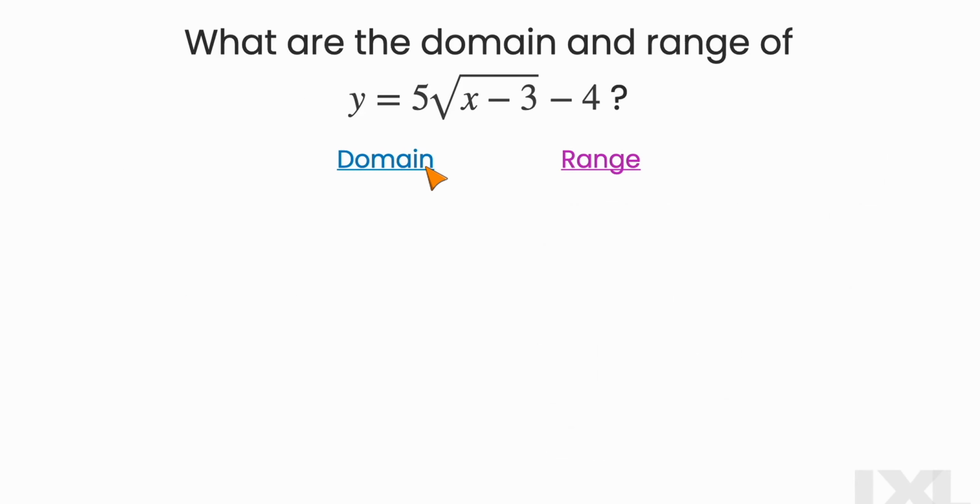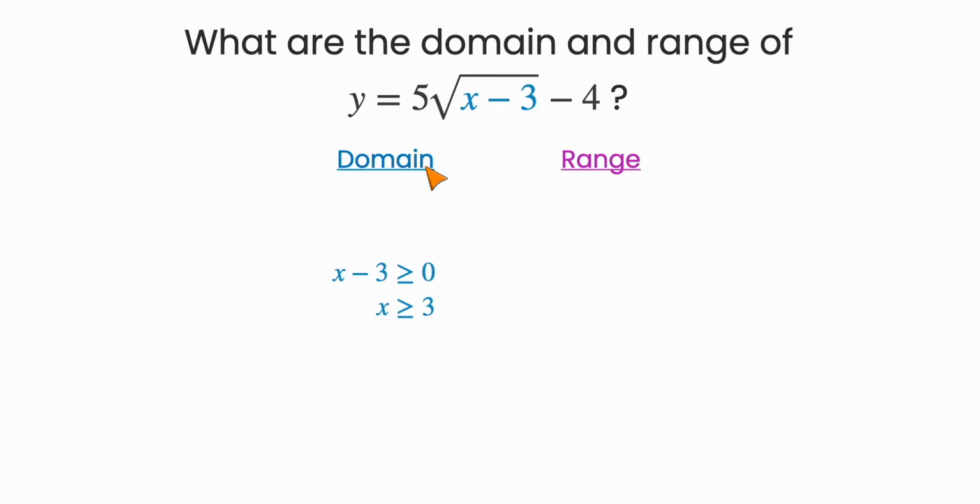This time we have a square root function. Y equals 5 times the square root of x minus 3 minus 4. When working with square roots, we know that whatever is underneath the radical must be greater than or equal to 0. This will help us find what x values we are and aren't allowed to plug into our function. The radicand of this function is x minus 3, so we know that x minus 3 must be greater than or equal to 0. To isolate x, we should add 3 to both sides.